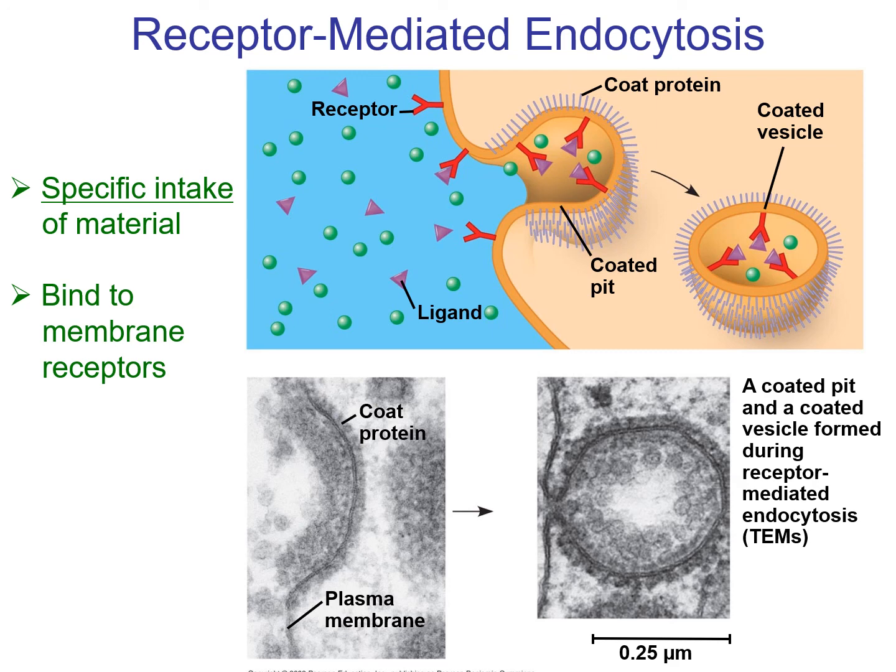The other thing to note is that the pits that form are said to be coated. I'm not going to worry about that just yet, but there are motor proteins that make up that coat, and those motor proteins are involved in making that pocket and making that vesicle. So motor proteins are proteins that can change shape.